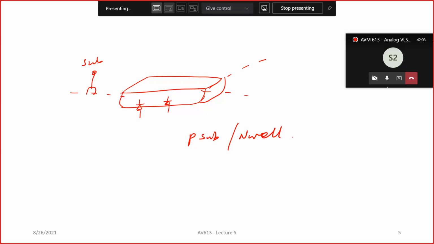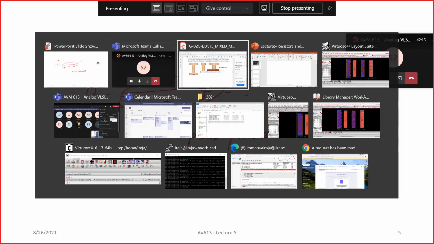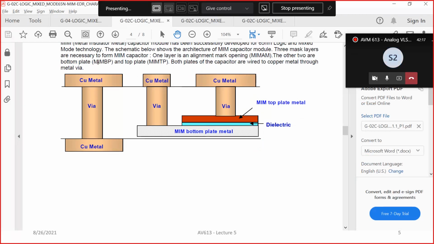All right. Now let's look at one more type. So can we use MOS capacitor? Yes, we can use MOS capacitor. I'll come to that. I'll talk about MOS capacitors also. I'll try to complete that in today's class. The answer is yes, you can.